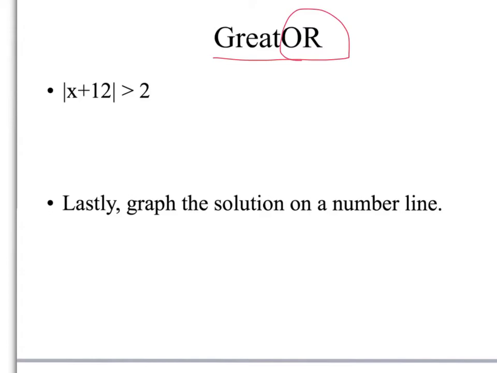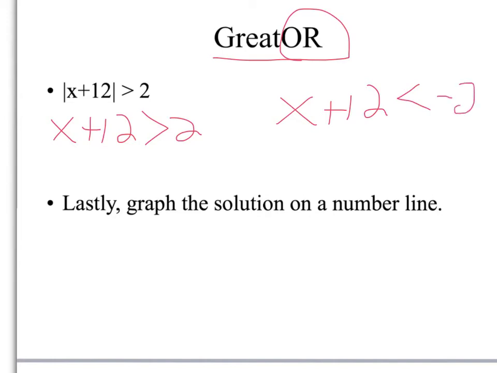Look, the absolute value is isolated, so I can go ahead and split this up into x plus 12 is greater than 2. That's one thing there. Then you've got to do it again where it's going to be negative 2. However, whenever you have the negative 2, you are going to switch the inequality sign. You always switch the inequality sign the second time around.